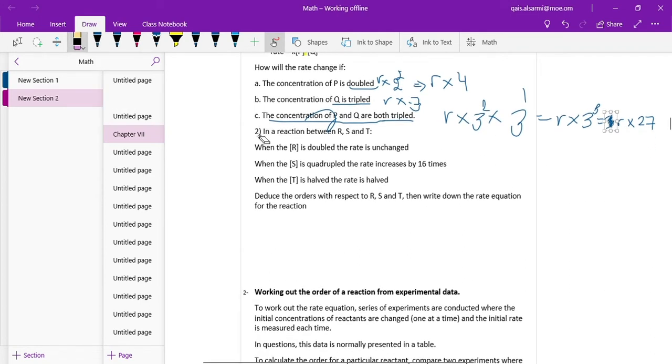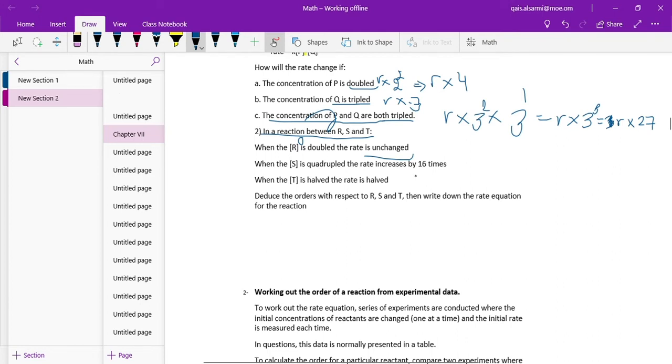Now, another question. In a reaction between R and S and T, when R is doubled, the rate is unchanged. So even if you're changing R, the rate is not changing. This means that R is not affecting the rate. So therefore, the order of R is going to be 0, because doubling R is not changing the rate.